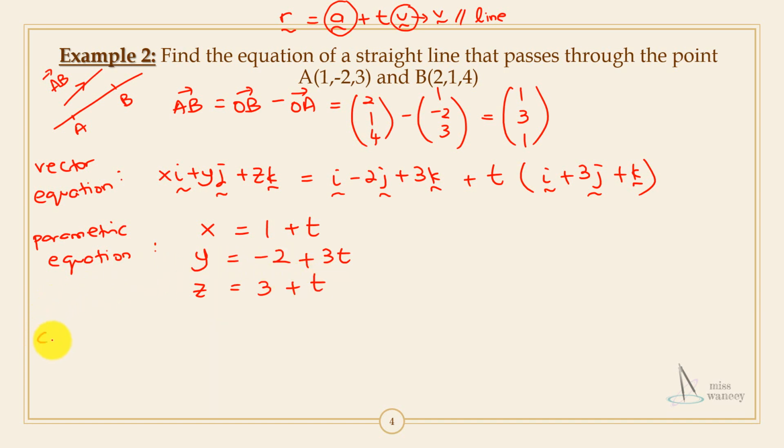Now the last one, we have the Cartesian equation or the symmetric equation. We're going to let t be the subject. So bring the 1 to the left hand side. We're going to have x minus 1 equal to, bring negative 2 to the left hand side, divide by 3, so we have (y plus 2) over 3 equal to z minus 3. So that's all.